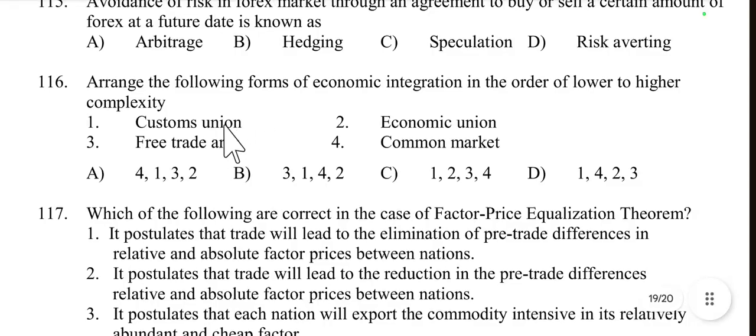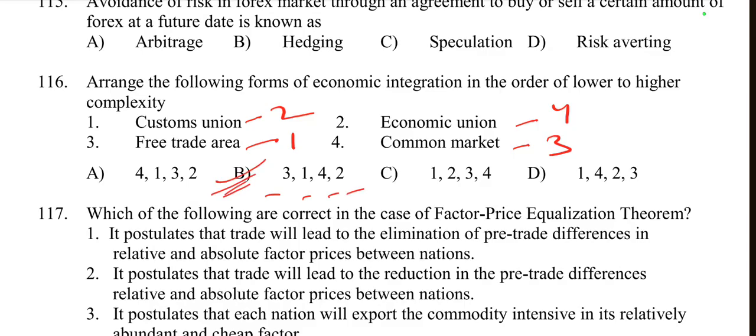Then come to question number 116. Arrange the following forms of economic integration in the order of lower to higher complexity. The lowest is free trade area, then customs union, then common market, then economic union. Economic union is the largest union. So 3, 1, 4, 2. Option number B is the right choice.